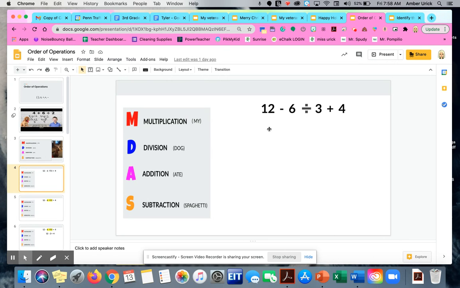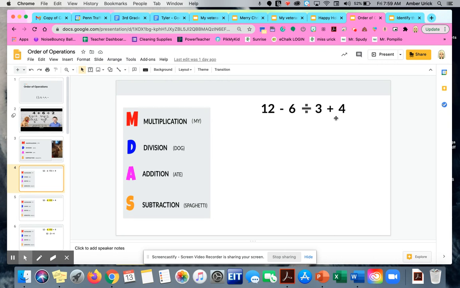Listen to our problem or number sentence. Are you ready? 12 minus 6 divided by 3 plus 4. That sounds wild, doesn't it? We're used to a very simple number sentence with usually just one or maybe two operations in there. Here we have multiple operations. So, what on earth am I supposed to do first?